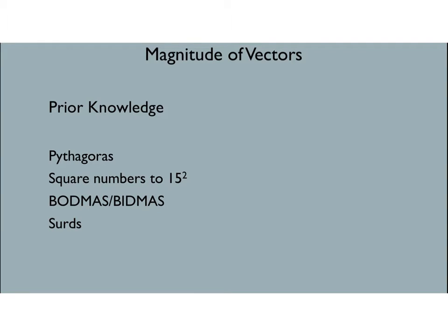Okay, so when we're working with magnitude vectors, it's important that we have prior knowledge in other subjects. You need to be confident working with Pythagoras' theorem. You need to know your square numbers really well. It's always helpful to know them up to 15 squared. You should already know them up to 12 squared. It's important that you understand the order of operations and that you can use BODMAS and BIDMAS. And it's also important that you've studied surds in the past and that you're comfortable with cancelling down surds into their simplest form.